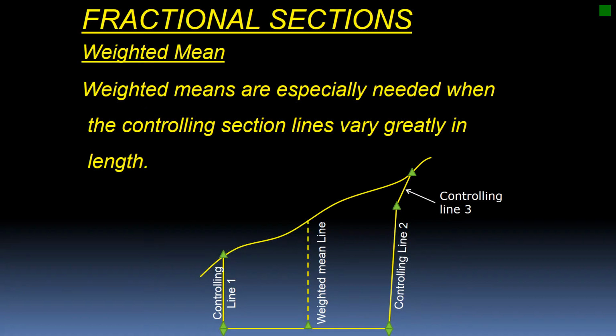Now, controlling line number 2 goes from the section line to the quarter corner, and then from the quarter corner, it's going to a meander corner. On the west line, it goes from the section corner to a meander corner because the line's not long enough to go to a quarter corner. So you can see that there's a lot of difference in the lengths of the two controlling lines from the east part of the section to the west part of the section. So now we're going to calculate an arithmetic mean, and you'll see in the next slide how we're going to do this.